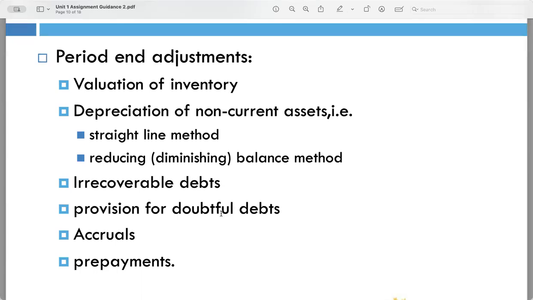Accruals include expenses that have been incurred as liabilities and not yet paid, and they are added back to the net income to reflect actual cash outflows in the operating activities. Prepayments: expenses paid in advance are deducted from the operating activities, since they represent cash outflows that have already occurred but relate to future periods.